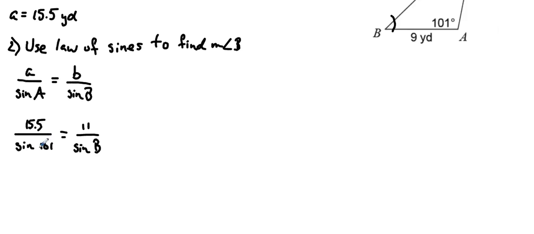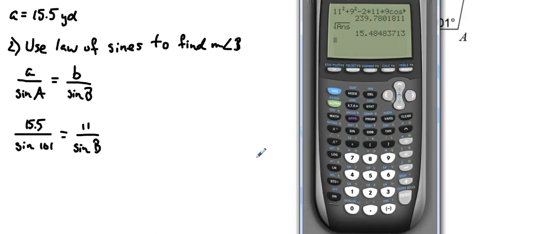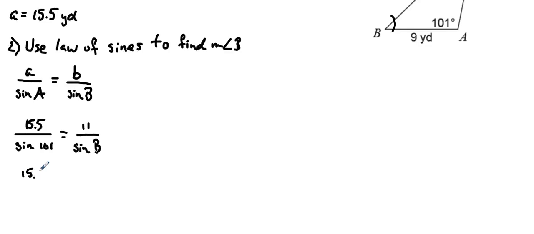Now, let's go ahead and find the sine of 101. So let's type in sine 101. And if you round that, we can round that to 0.98. Remember that we are rounding to the nearest hundredth until we get to the very end. So 15.5 over 0.98 equals 11 over the sine of B.